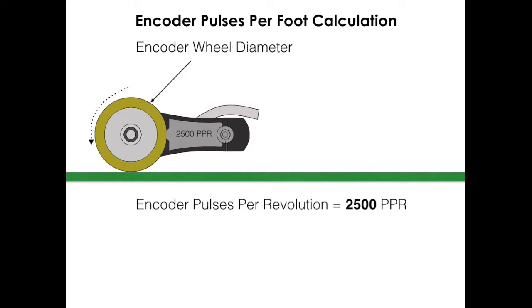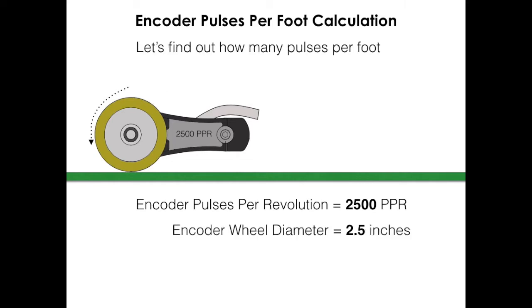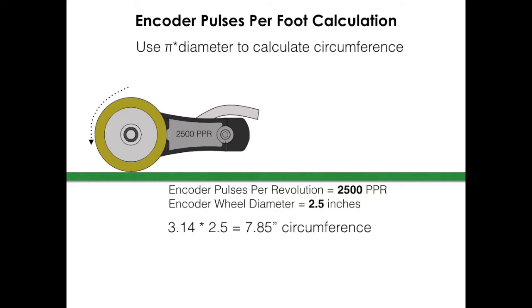Now measure the diameter of the encoder wheel. For this example, we will use 2.5 inches. We must now calculate the circumference of the encoder wheel so we can work out how many revolutions the encoder turns within 1 foot or 12 inches of conveyor travel.